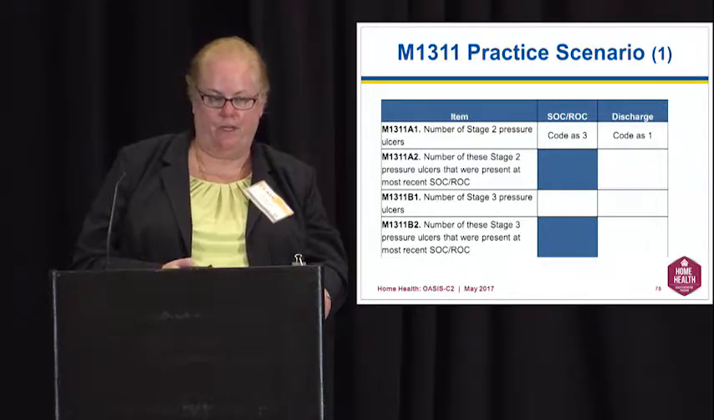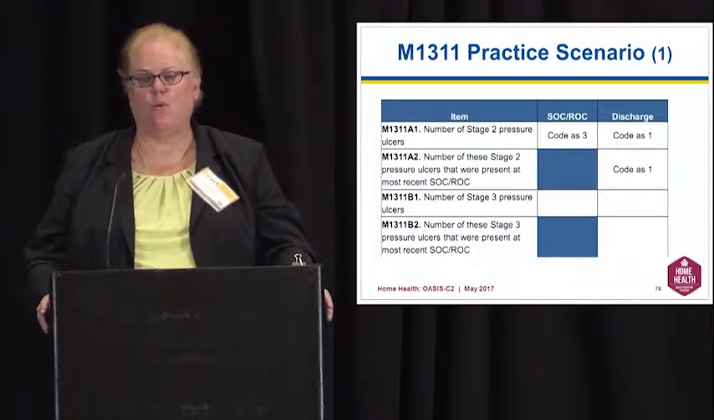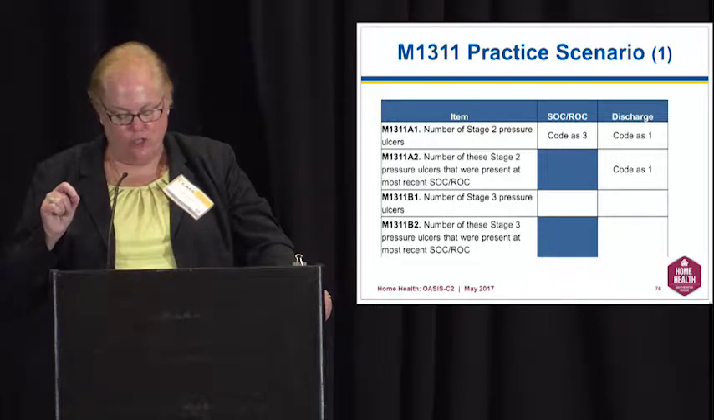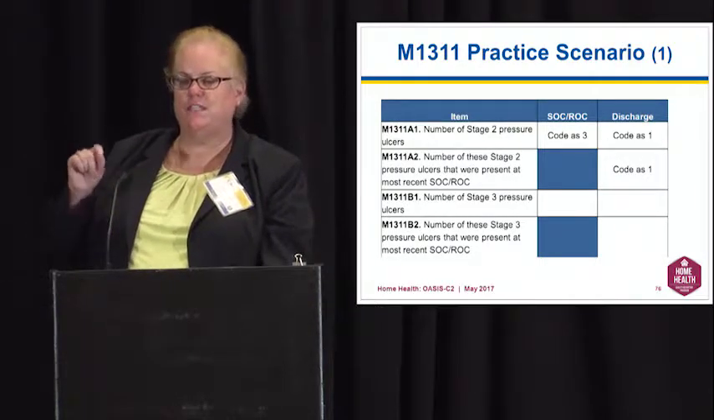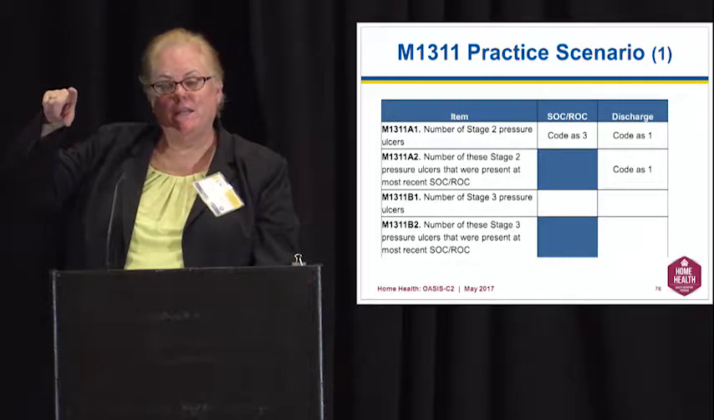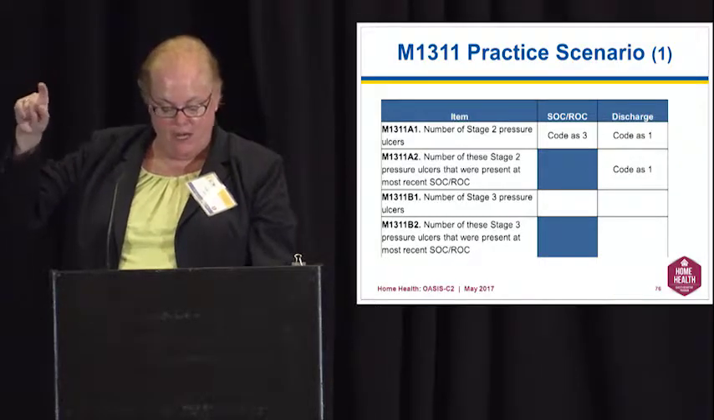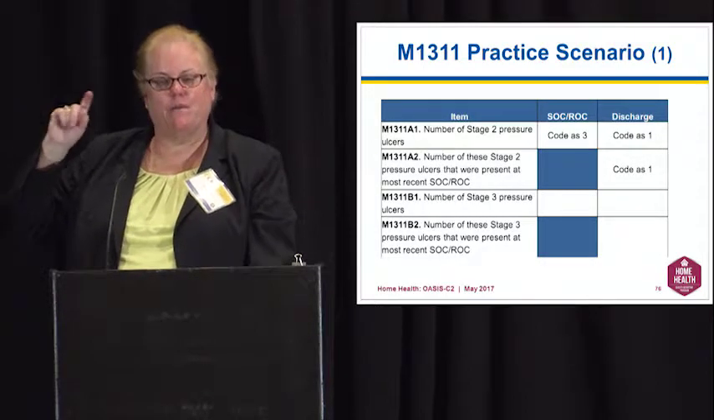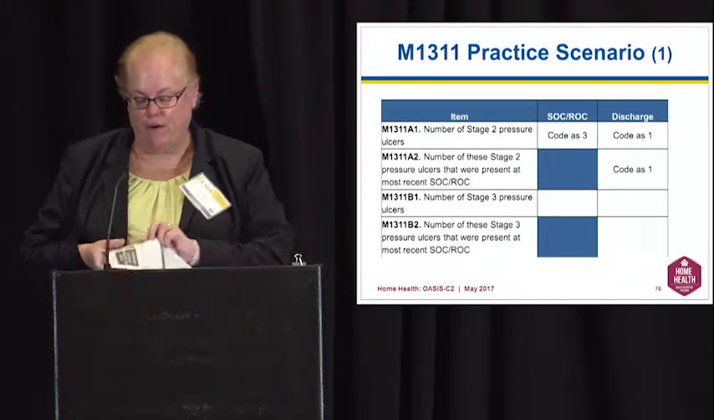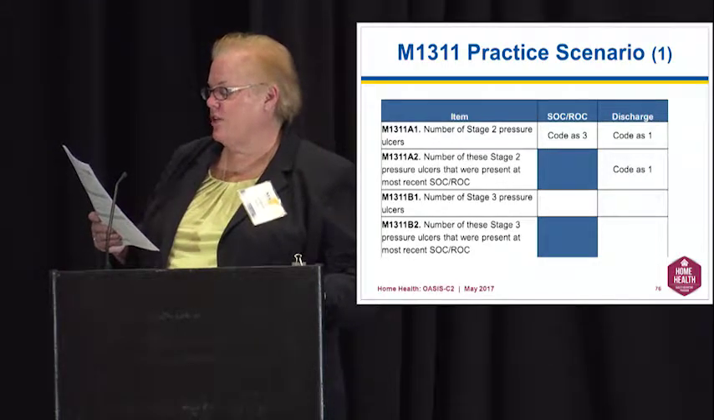Got it? What are we thinking? I'm not hearing a lot. So remember what the language is saying here. The number of these stage 2 pressure ulcers. So when it says these stage 2s, what are they referring to? The one right above it, right? It's saying of those that were present upon discharge, how many of those were present at the most recent SOC/ROC? So in fact, in this scenario, we had 2 of the stage 2 pressure ulcers have merged.